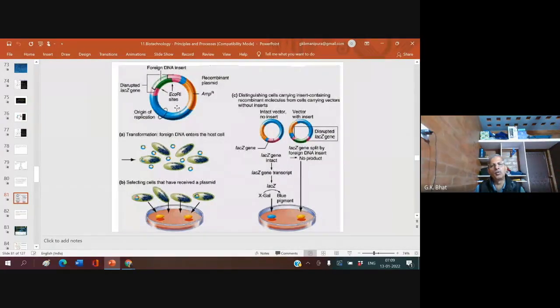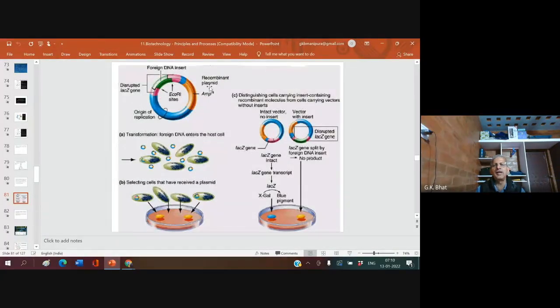So now what we have done? We have ligated another gene, foreign DNA, into the LAC-Z gene. When the foreign DNA is introduced into the LAC-Z gene, we have recombinant DNA with the LAC-Z gene disrupted, and we have non-recombinant DNA with the LAC-Z gene intact. We are putting both these in chromogenic substance. Now you tell me, which particular plasmid will get blue color, which particular plasmid will not get blue color?